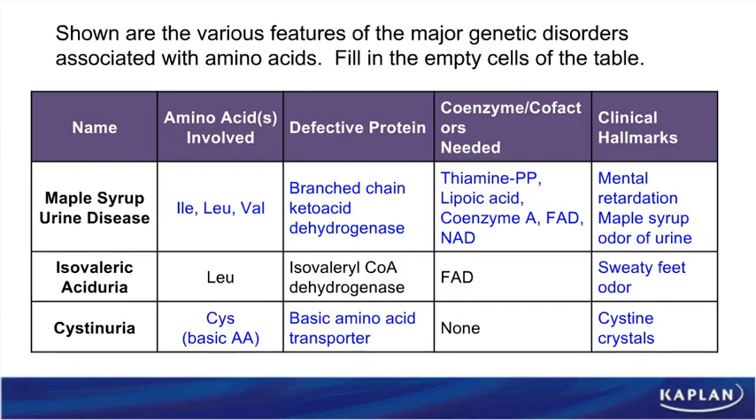Cystinuria is due to a defective transporter for basic amino acids, such as arginine and lysine, but this transporter also transports cysteine. There is no coenzyme or cofactor needed by the transporter. When the transporter is defective, cysteine will accumulate, forming dimers of cysteine, which are known as cystine. The problem with cystine is it's not very water soluble.